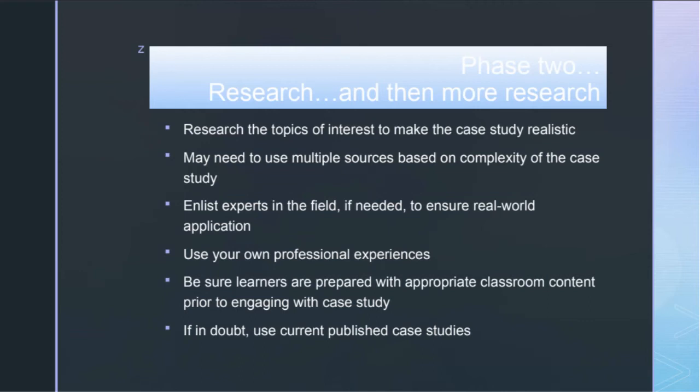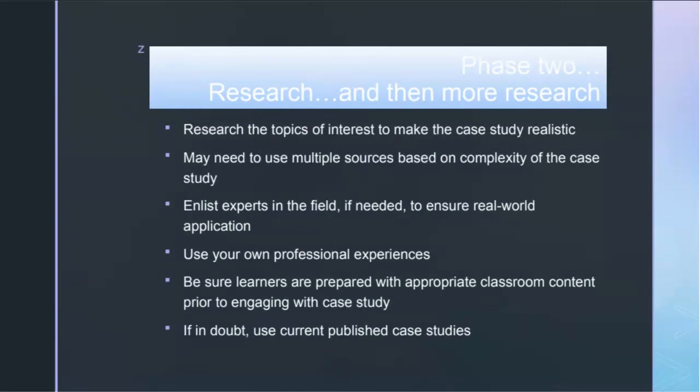So when you are trying to think of making your own case study, think about the objectives of your course and your final student learning outcomes. Research those topics. Be sure that the case study is realistic. You can use multiple sources if you need, or maybe just one. Maybe something that's in the textbook and then expand on that. Maybe go to the scholarly literature, see what the newest research is. If you're in an industry, research those industry standards.